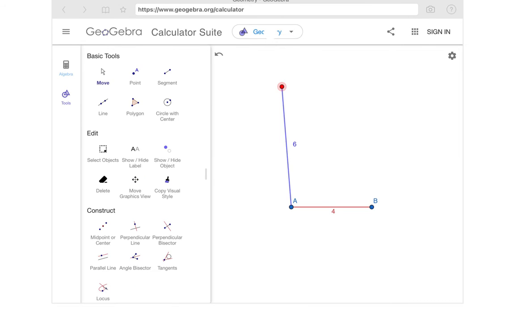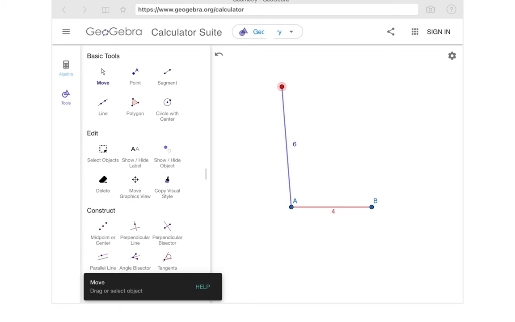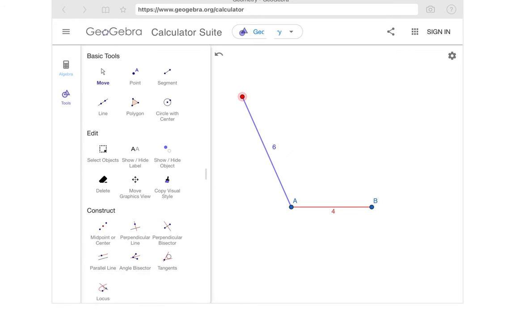So we're going to talk about this thing called the hinge theorem, and in GeoGebra I've created two segments and I've connected them. One is 4 units long and one of them is 6 units long, and they're connected at the vertex of this angle, and you can see why this is called a hinge theorem, because it's almost like it's a door on a hinge.